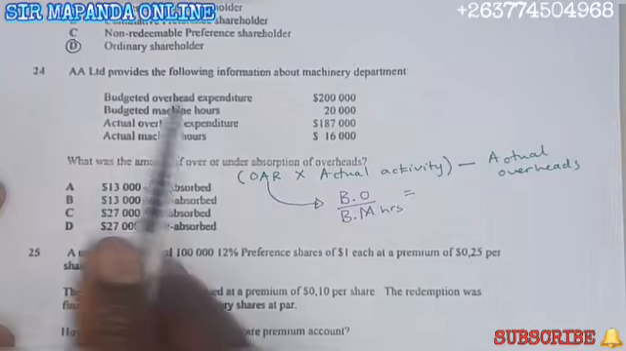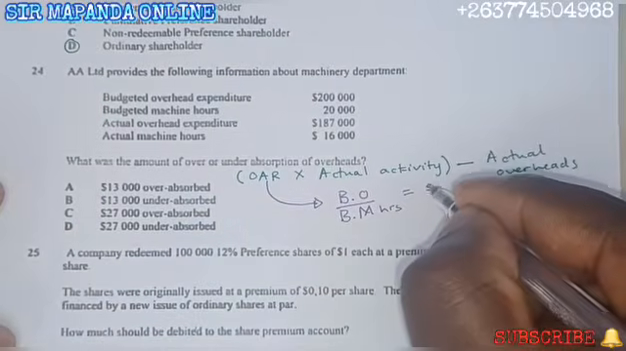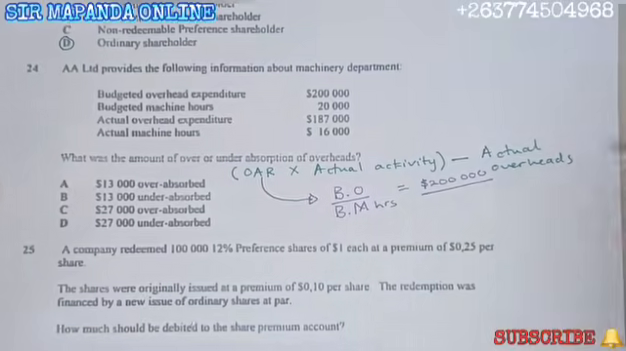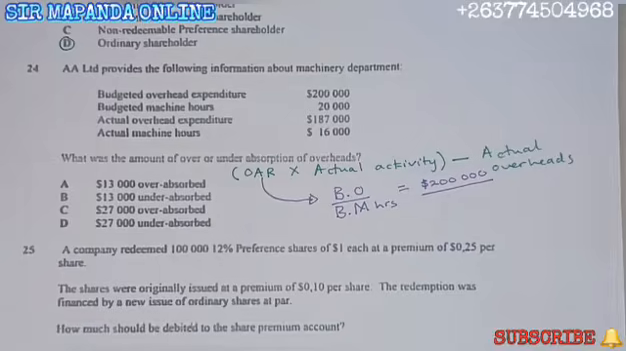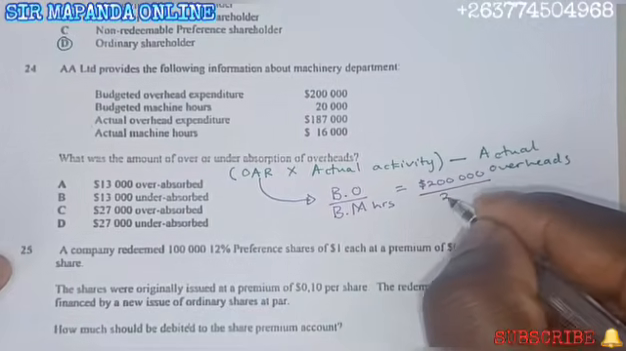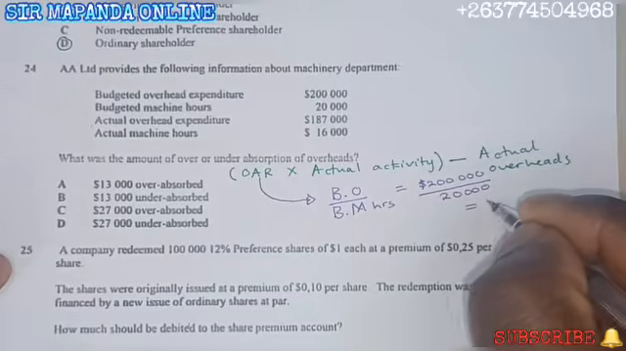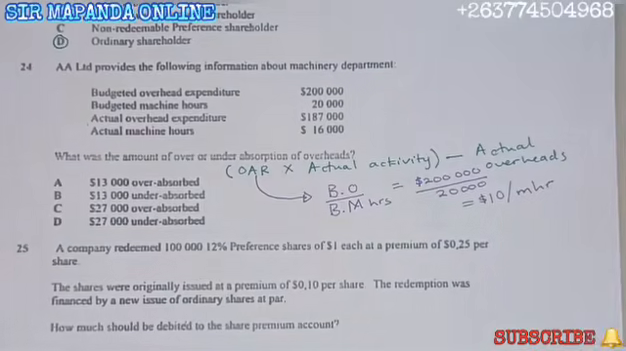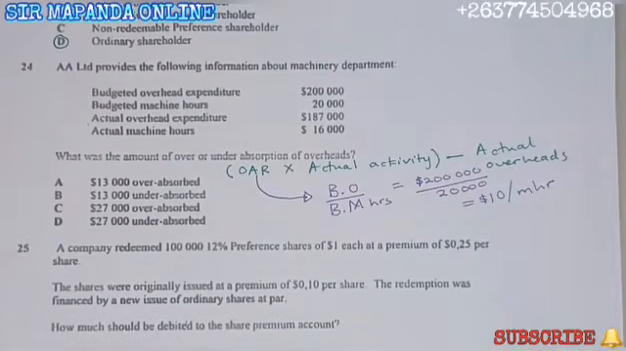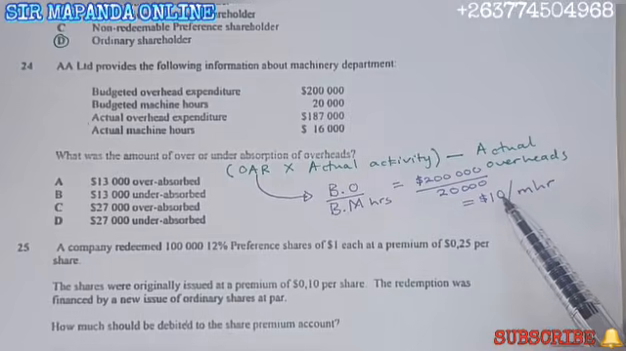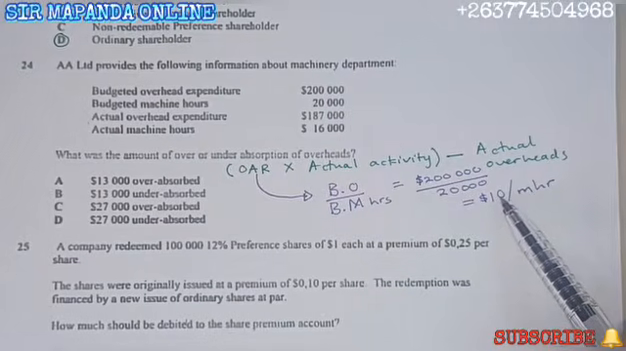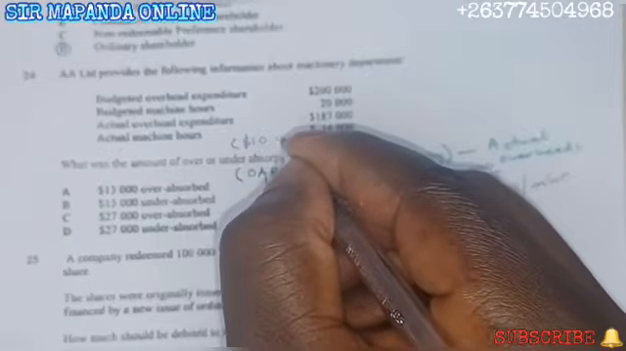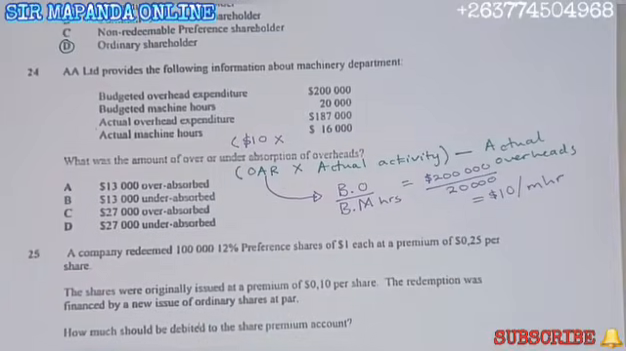The budgeted overheads are given in the first line as 200,000. So you are saying 200,000 is your budgeted overheads, right? Divide this with the budgeted machine hours, which are in line 2 of 20,000. You get $10, and this $10 is for per machine hour. I hope you are following class. So I'm going to insert this $10 on the OAR. You get $10. Then multiply this with the actual machine hours.